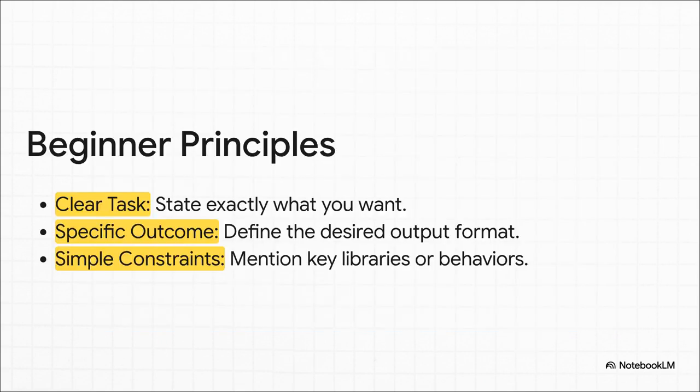So really, there are 3 key things to a solid beginner prompt. First, a clear task. You've got to state exactly what you want to get rid of any guesswork. Second, a specific outcome. You need to define what success looks like, that date format. And third, simple constraints. Mentioning a library like date-fns stops the AI from picking some random tool you don't want. You're not just hoping for the best here. You're giving clear, direct orders.